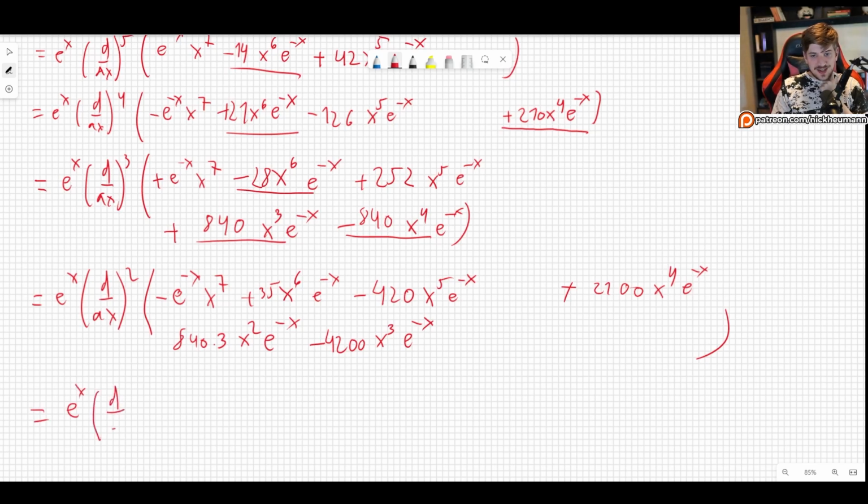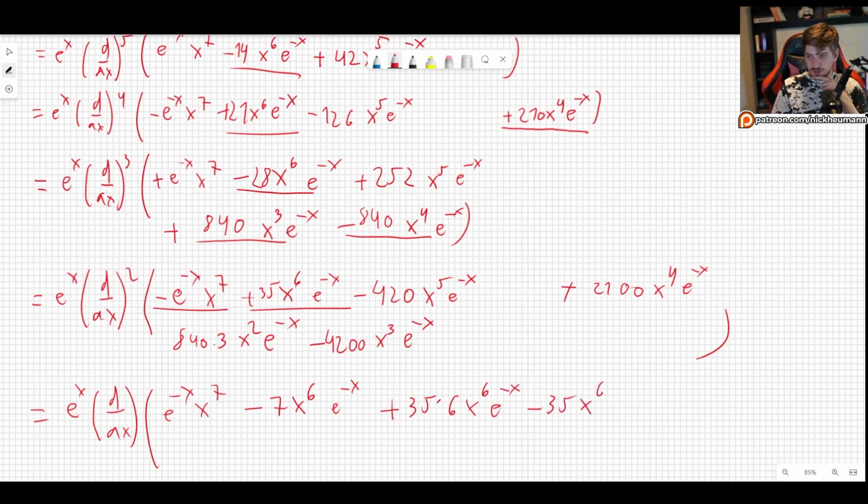We have to take, okay, we are almost there, guys, just almost there. So another derivative, this gives us e to the minus x, x to the 7th, minus 7x to the 6th, and then e to the minus x. So that is this one. Now we go for this. So there we have plus 35 times 6x to the 6th, e to the minus x, minus 35x to the 6th.